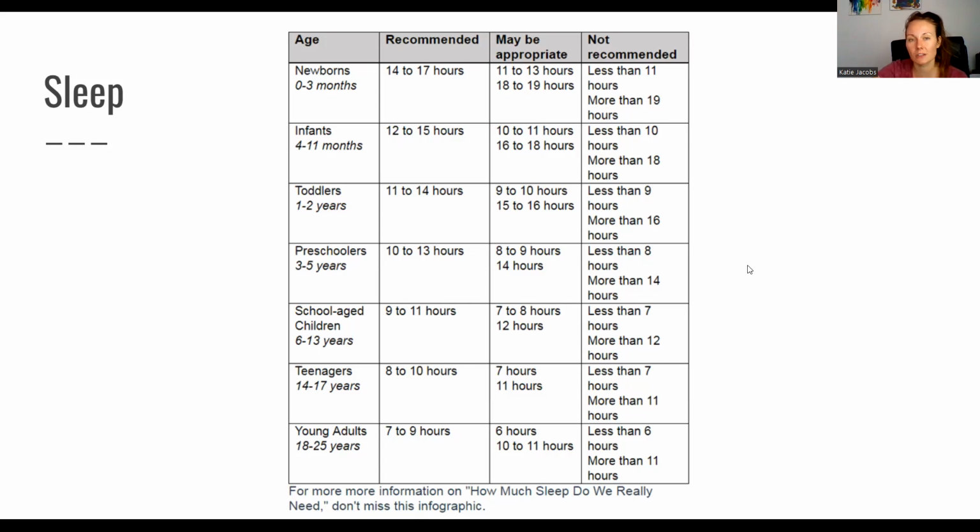Infants 4 to 11 months usually get about 12 to 15 hours of sleep. Toddlers, 11 to 14 hours of sleep. And that's where we'll leave off in terms of the first 2 years. But if we continue, preschoolers are supposed to get 10 to 13 hours of sleep a night. School-age children are supposed to get 9 to 11 hours. Teenagers are supposed to get 8 to 10 hours of sleep, and there's a lot of research saying that 9 hours is probably more what they need. And then young adults need between about 7 and 9 hours. Doesn't mean that's what they're getting, but that's about how much sleep.